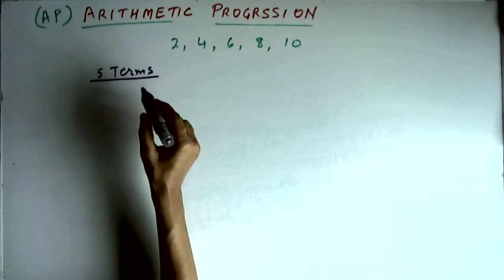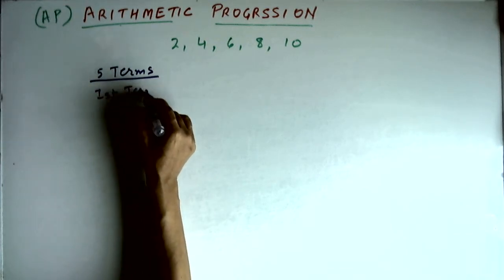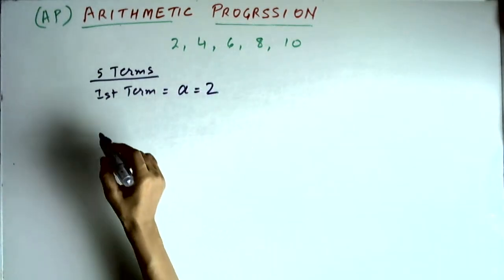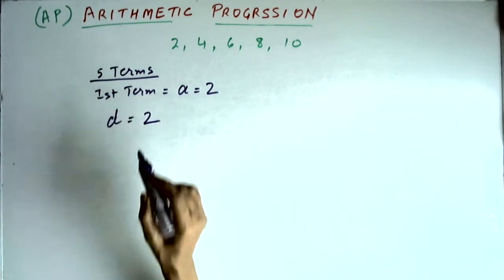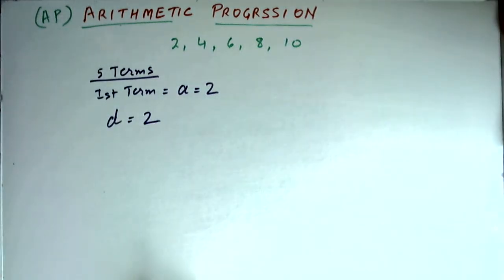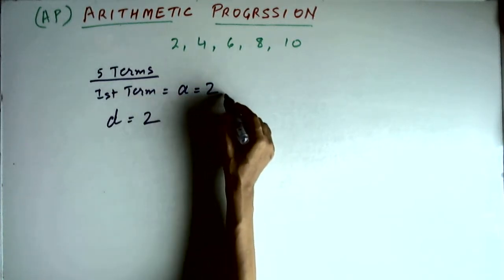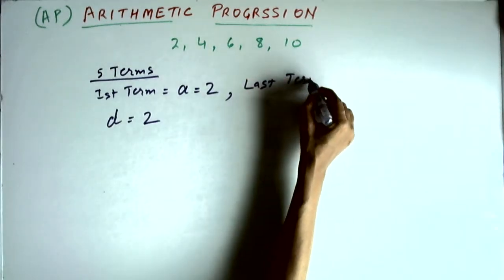And what is the first term? First term is also written as a is equal to 2. And what is the common difference? Common difference is also 2. And what is the last term? Because this is an arithmetic progression with finite terms, the first term is 2 and the last term is 10.